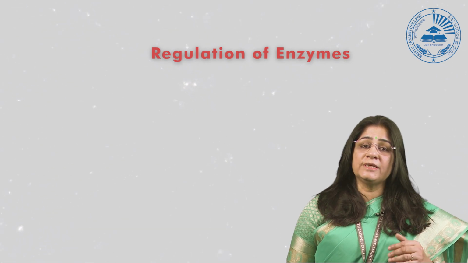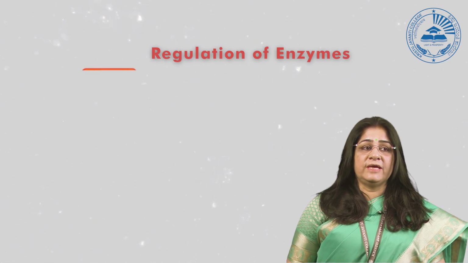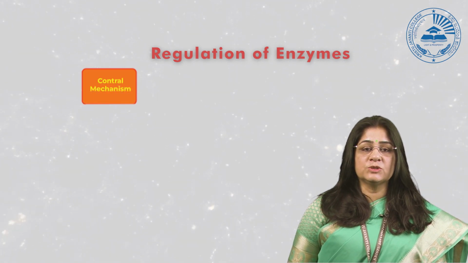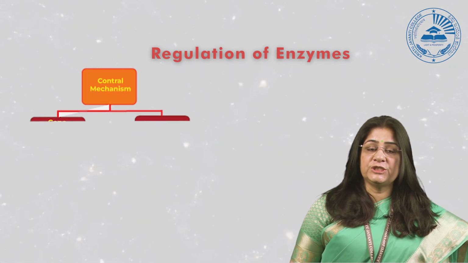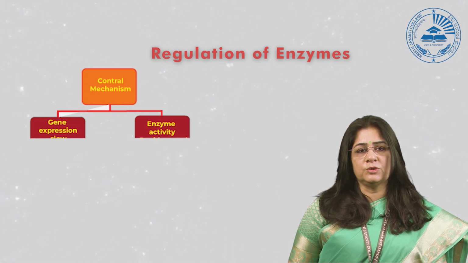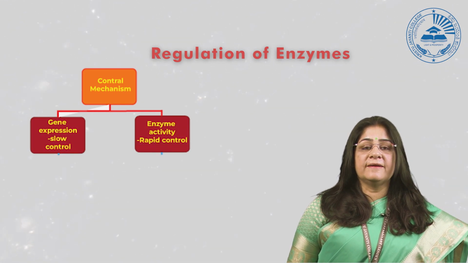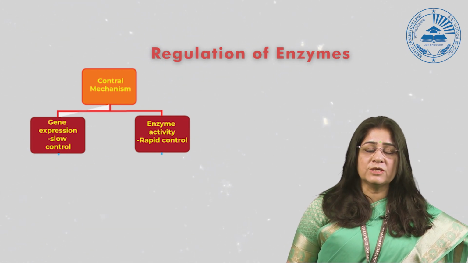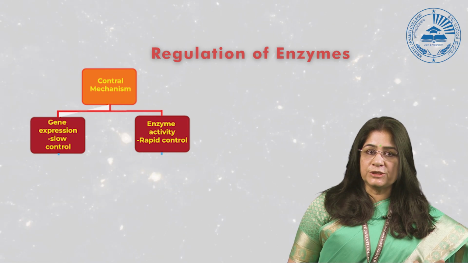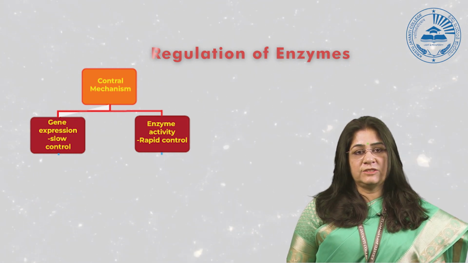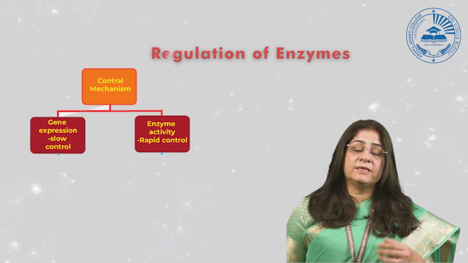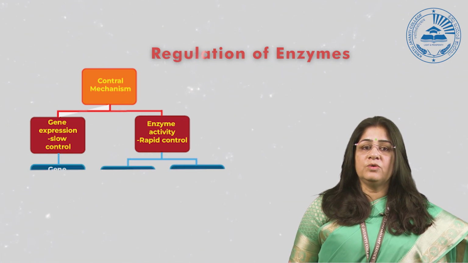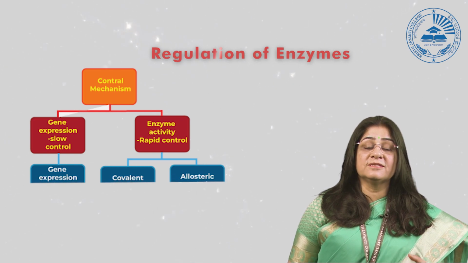Now, you can divide the regulation of enzymes into two control mechanisms. One is gene expression itself. This is a very slow control, and the next one is the rapid control. Rapid control is where you are targeting the enzyme activity. So, there are two: one is gene expression and the other is enzyme activity. Gene expression is nothing but targeting the enzyme production itself, the synthesis itself, so the enzymes are not synthesized at all.